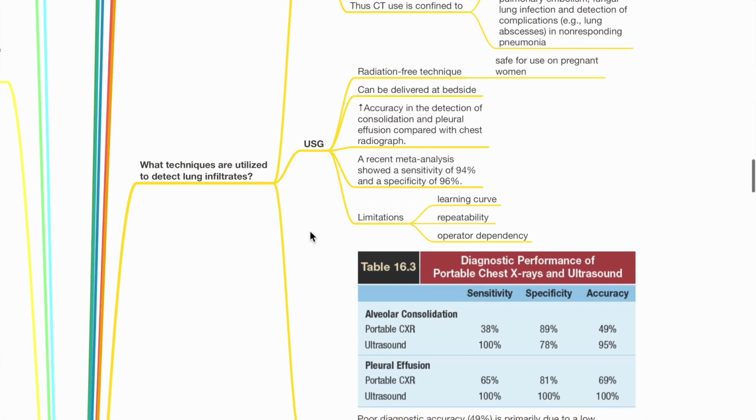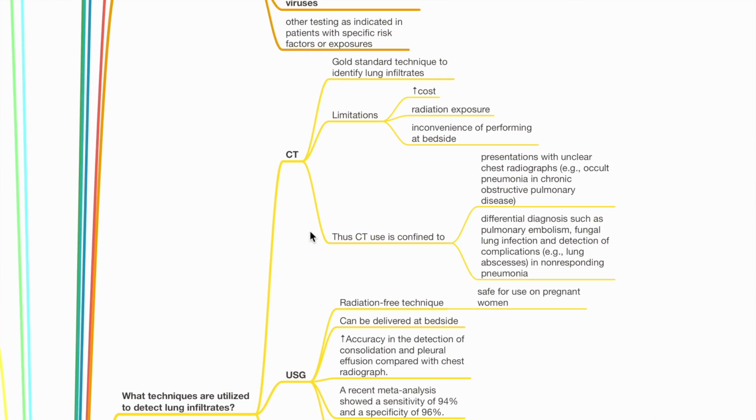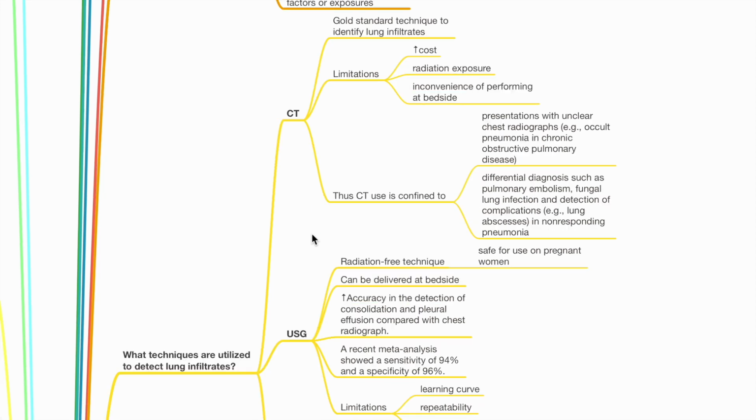What are the techniques that are utilized to detect lung infiltrates? CT lung is the gold standard technique to identify lung infiltrates. Limitations include increased cost, radiation exposure, and inconvenience of performing at the bedside. Thus, CT use is confined to presentations with unclear chest radiographs, and when entertaining differential diagnosis such as pulmonary embolism, fungal lung infection, and detection of complications such as lung abscesses in non-responding pneumonia.